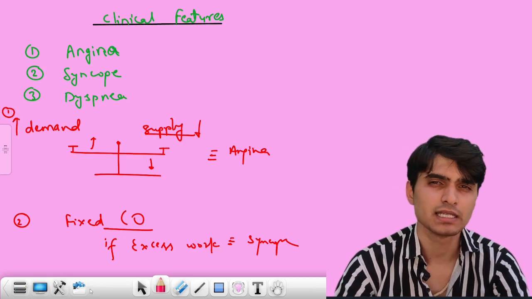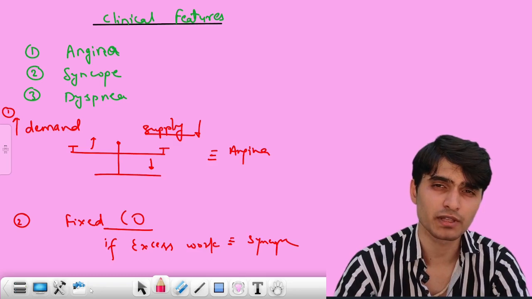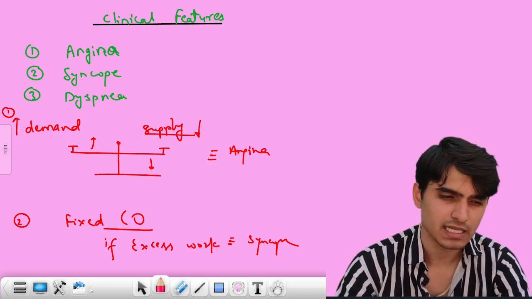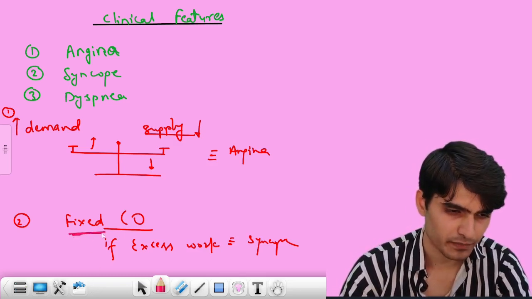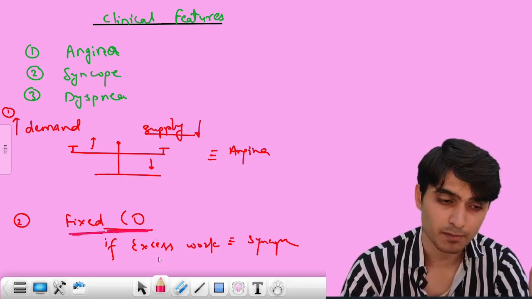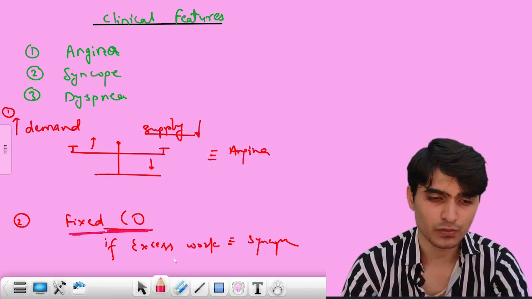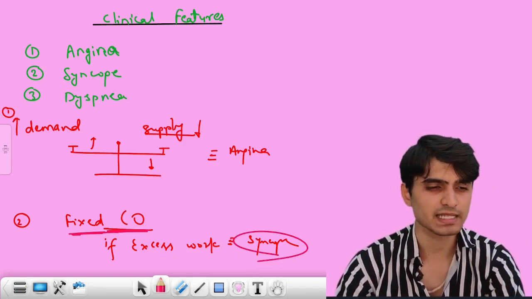And the second thing is syncope, and that is basically the imbalance between the demand and supply of the entire body, right? Since that is a fixed cardiac output state, the supply is constant, the supply is fixed, but if the person works more, that requires more energy, resulting in a syncopal attack, right? And that is the second thing.